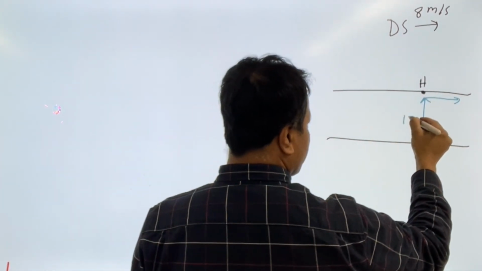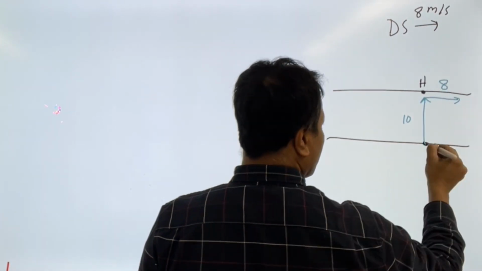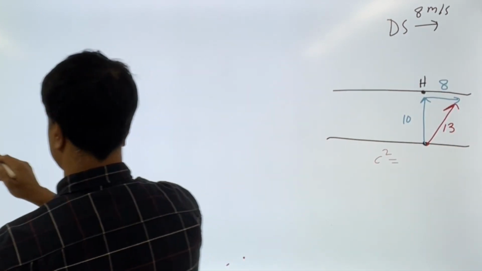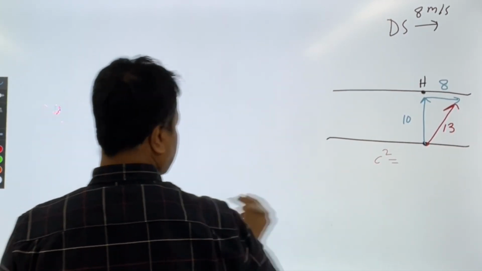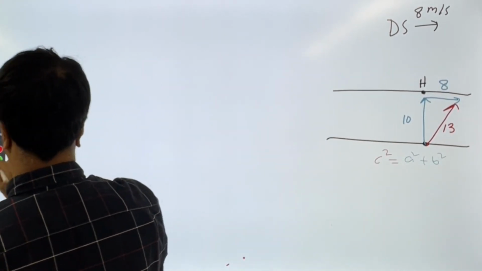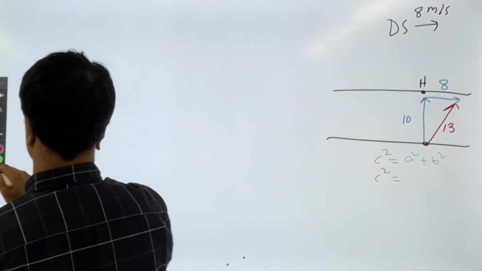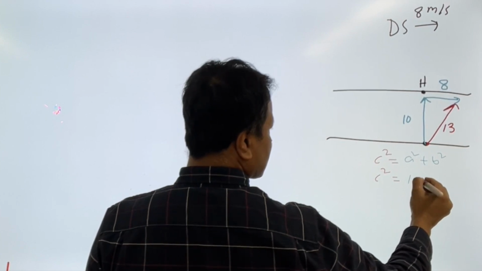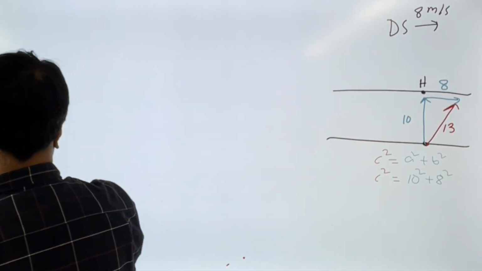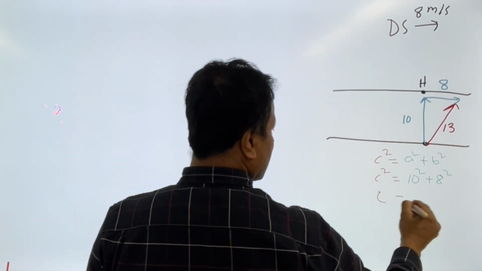So he swims at 10 meters per second, and the water in the river is going to push him downstream at 8 meters per second. C squared is equal to A squared plus B squared. So C squared is equal to 10 squared plus 8 squared. Alright, so C is equal to 13.